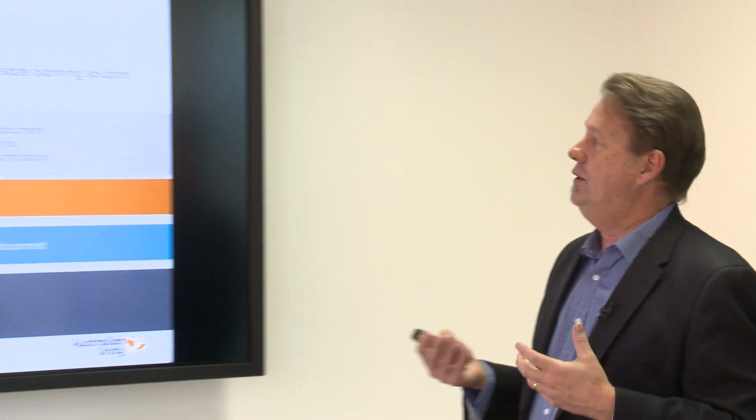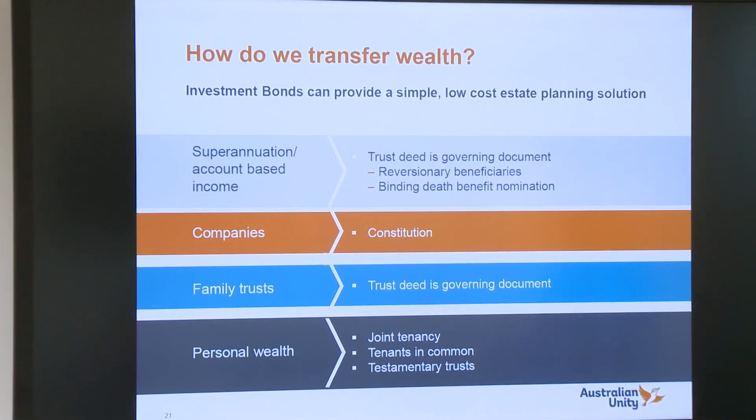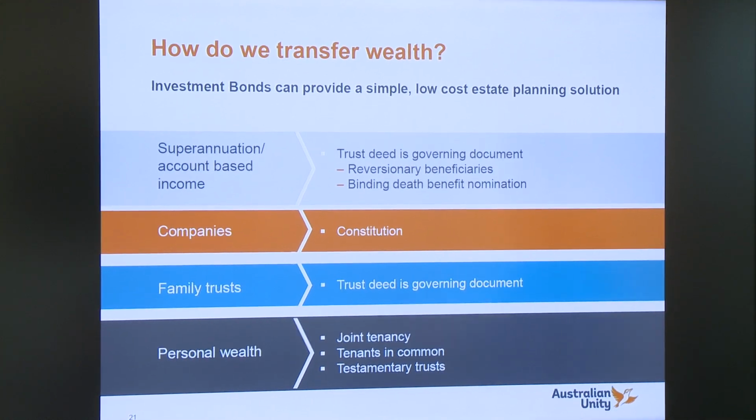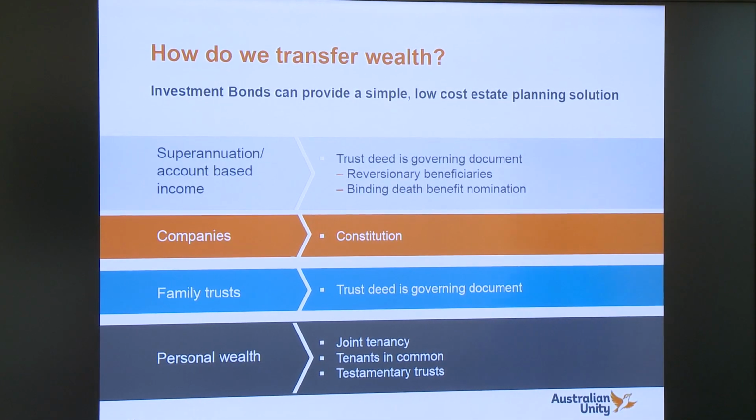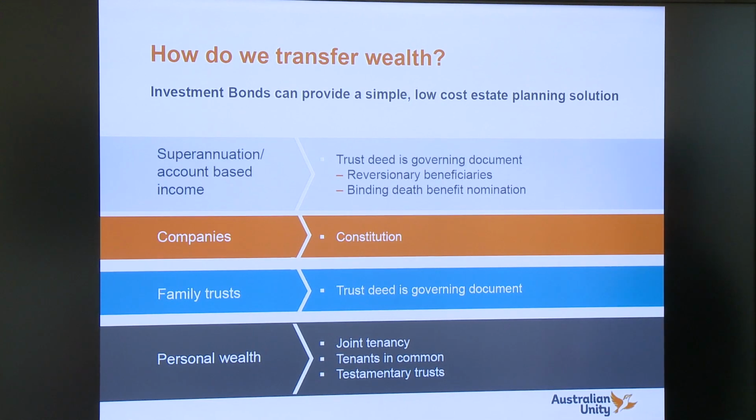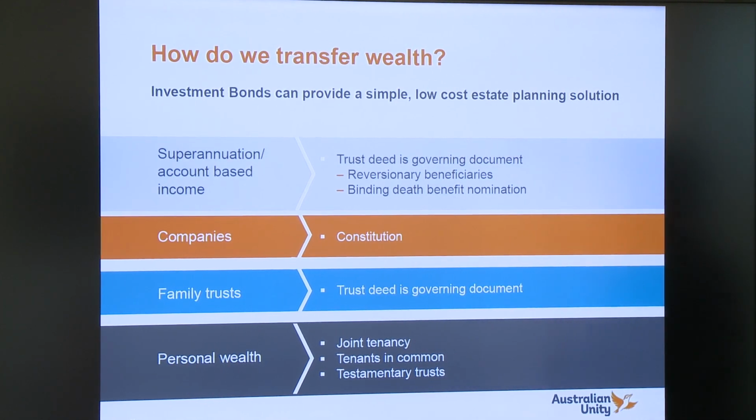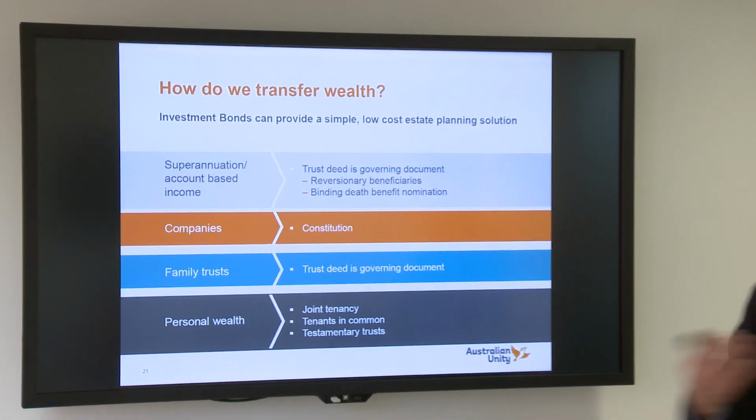Okay, our second case study we're going to have a look at today is estate planning and wealth transfer. But first, let's have a look at how we transfer wealth. If you're in superannuation or some sort of account-based pension, there's a trust deed that determines how the money is transferred if you were to pass away. With companies, there's a constitution that will deal with that. Family trusts, again, there's a trust deed that deals with that. And with personal wealth, money in bank accounts, property, etc., it depends on whether you've got joint tenancy, tenants in common, or whether there are testamentary trusts in place to help determine how the wealth transfers from you to your beneficiaries.